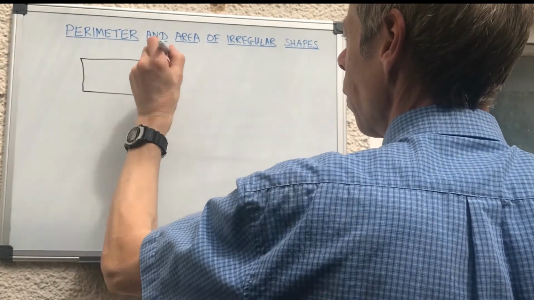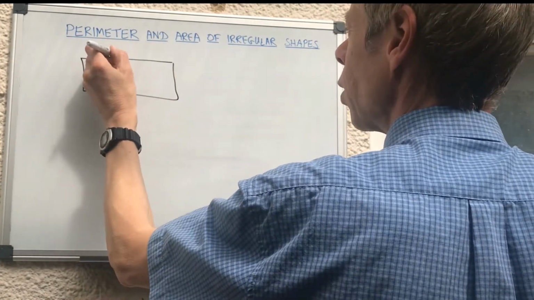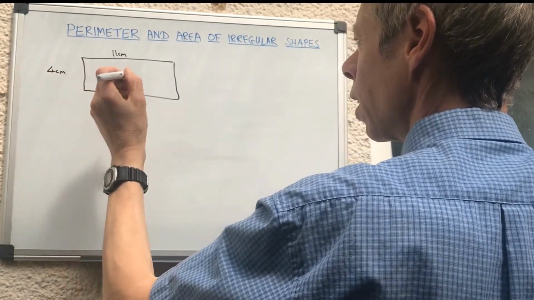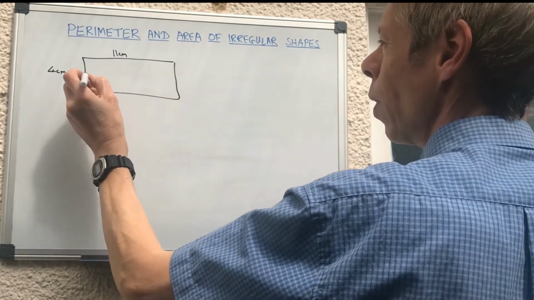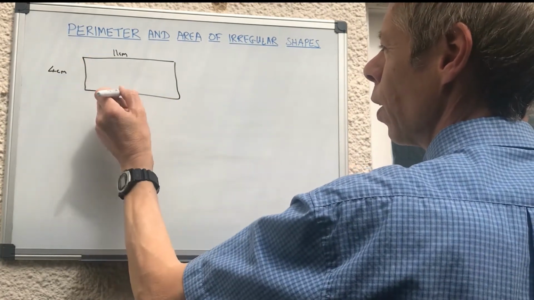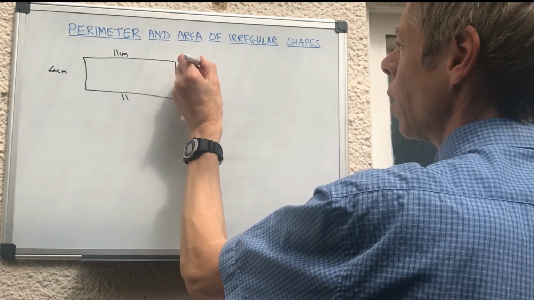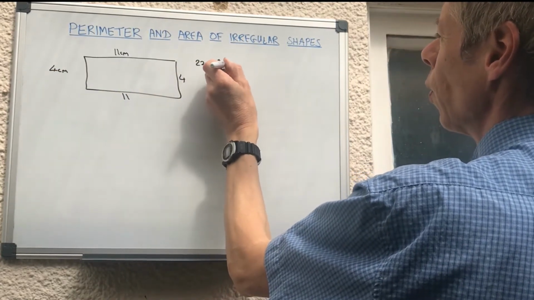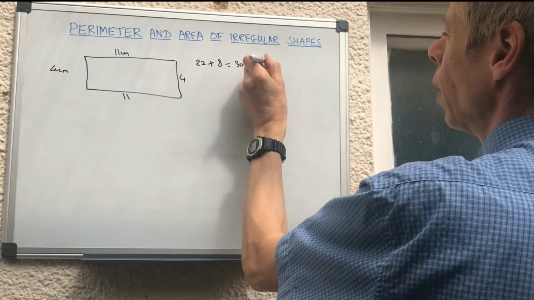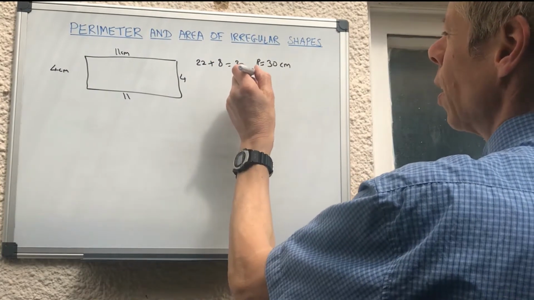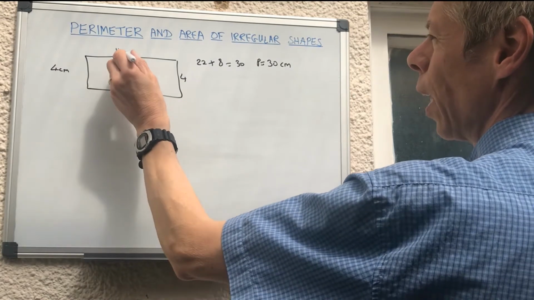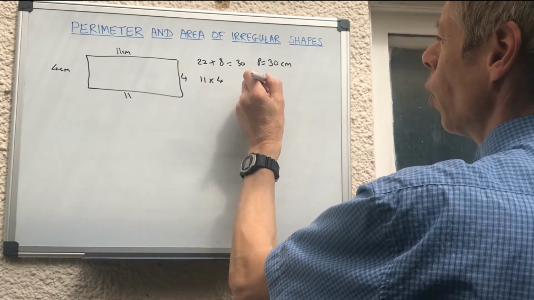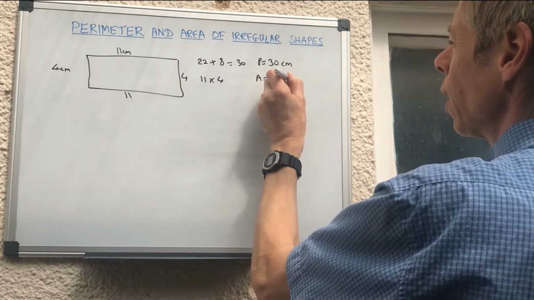So if we had a shape that was 11 centimeters long and 4 centimeters wide, to work out the perimeter we just add up the sides. So 11 plus 11 is 22, and then 4 plus 4 is 8. So the perimeter would be 30 centimeters. To work out the area, we just do the length times the width, so 11 times 4. So the area would be 44 centimeters squared.